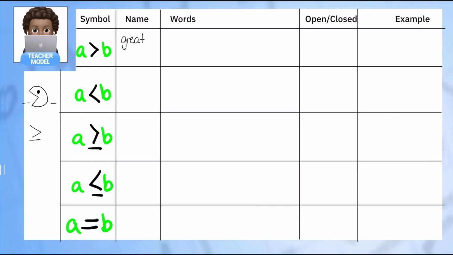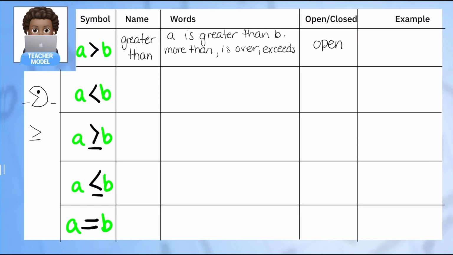For each of these, I read the sentence from left to right. So I would say A is greater than B. Other ways I can say it: more than, is over, exceeds. Any of those words work. And I'm going to show you what this means. We're going to have an open circle, so I'm going to make a number line so you can see what this looks like.